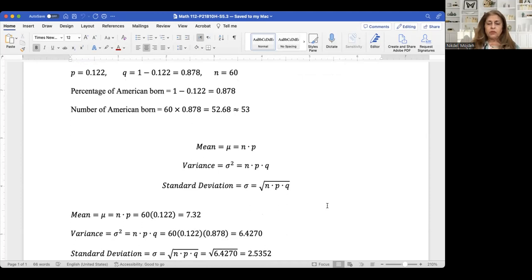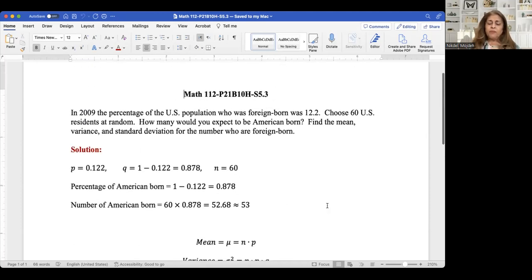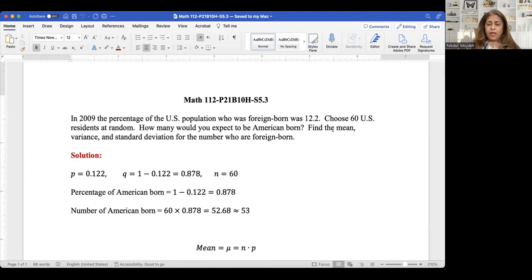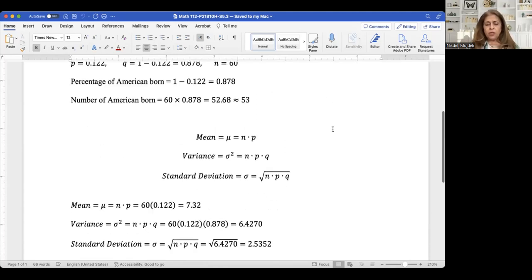Any questions? Sometimes, if in this problem I ask what is the mean, variance, and standard deviation for the number who are American-born, then for the mean, I won't use 0.122 for P. I use 0.878. But the variance and standard deviation would be the same because you need both P and Q, but the mean would be different. If we are finding mean of American-born, P would be 0.878.